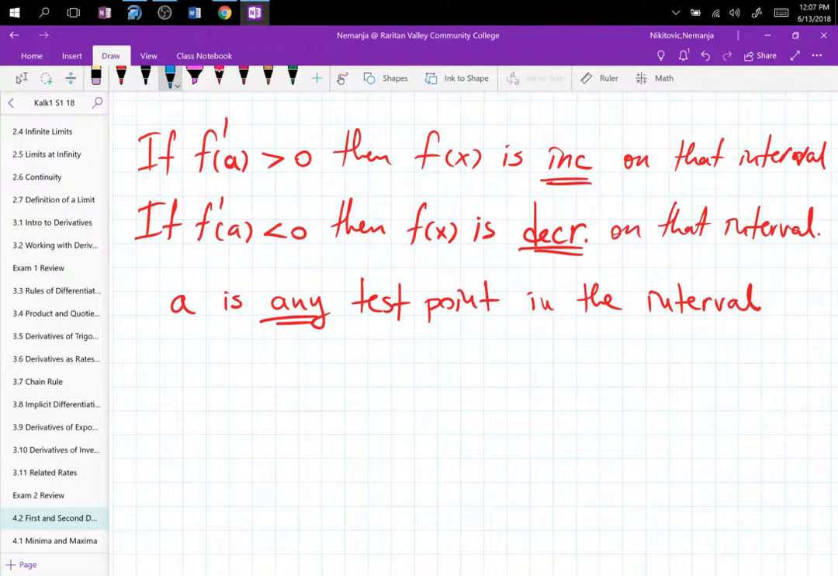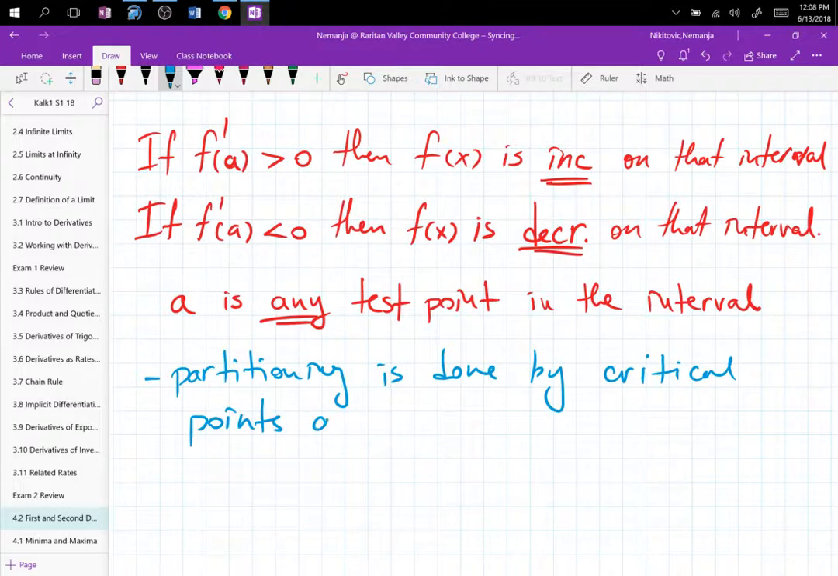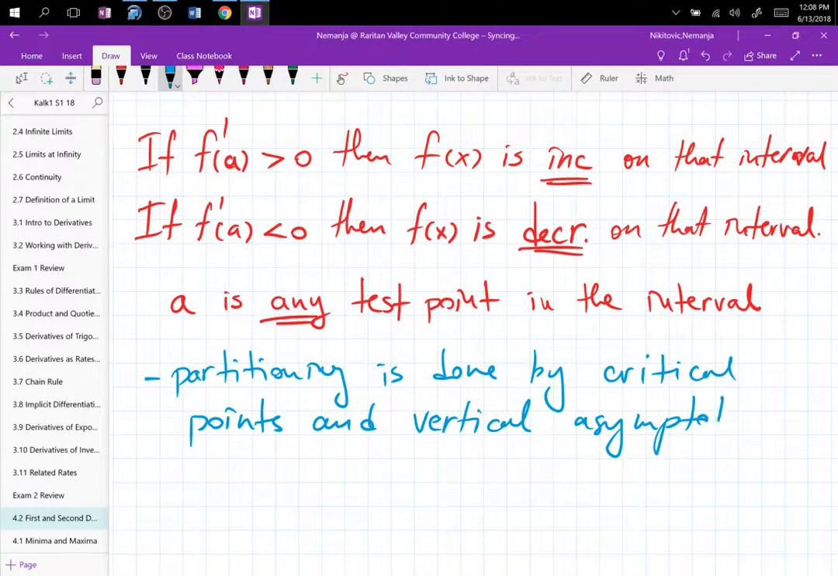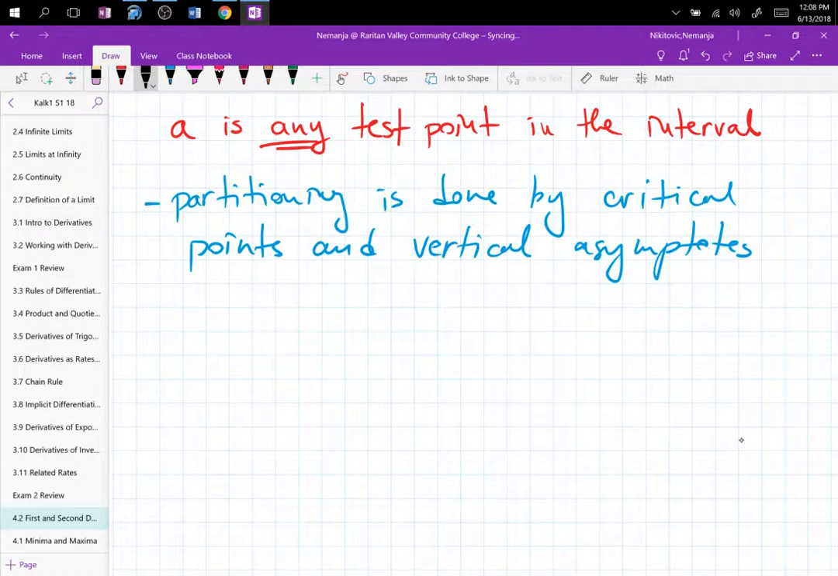Now, in blue, I'm going to write this down and then explain later. Partitioning is done by critical points and vertical asymptotes. All right, so let's take a look at an example of this monstrosity.